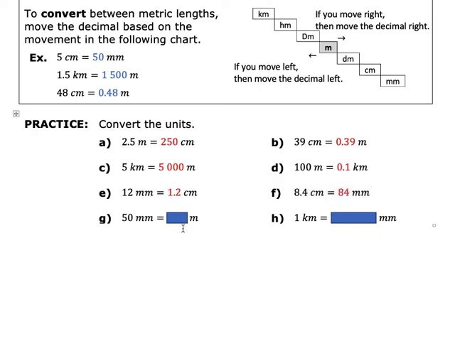50 millimeters to meters. So millimeters to meters is 1, 2, 3 spaces to the left. So moving this over, 1, 2, 3. That's 0.05.